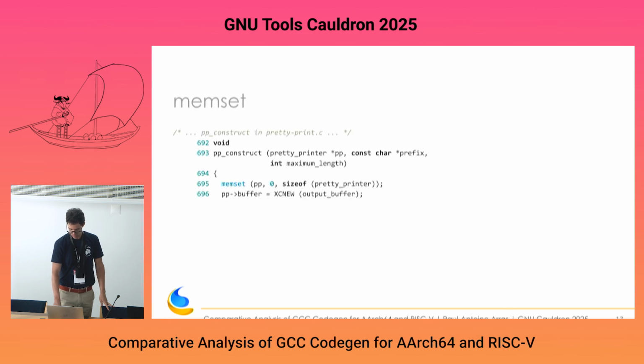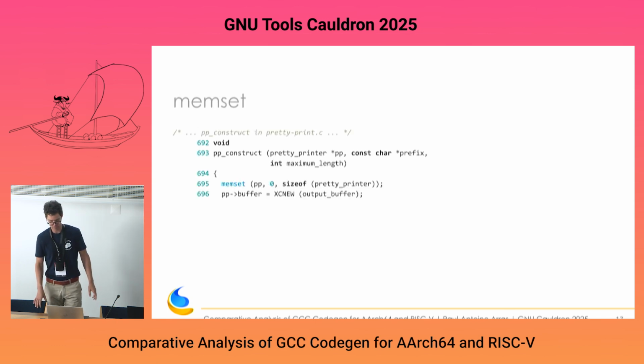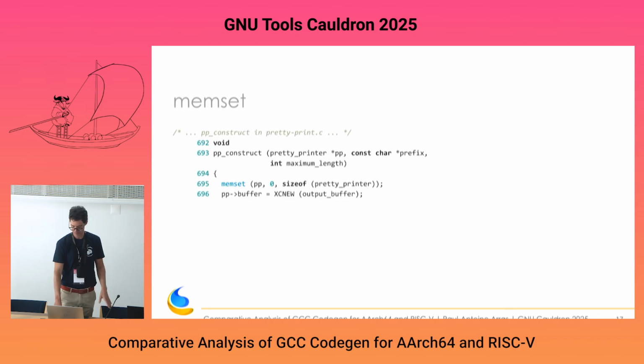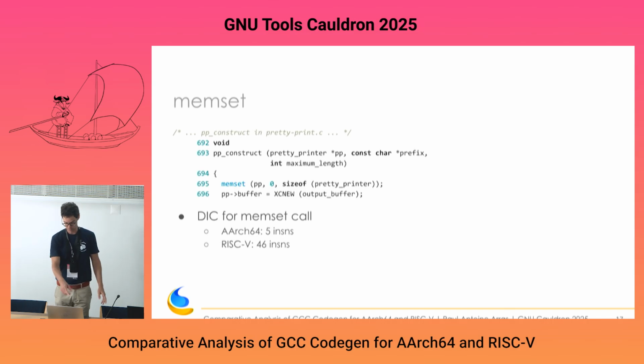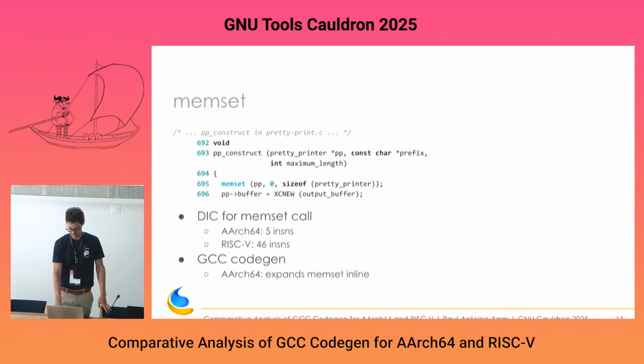So if we take that piece of code from GCC, that's one of the examples where the memset comes from. I counted the exact number of dynamic instructions that are actually run for this call to memset. For AArch64, it's just 5 instructions, and for RISC-V, it's 46. So imagine that being run many times. So there is something to say.